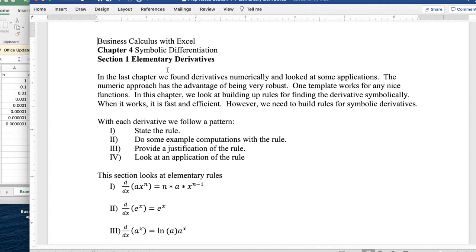In this chapter we're looking at symbolic rules. It's fast and efficient when it works, but we need to build up a whole collection of symbolic rules. The pattern we will follow with each rule is: state the rule, do some example computations with the rule, provide some justification for the rule, and then we may look at applications.